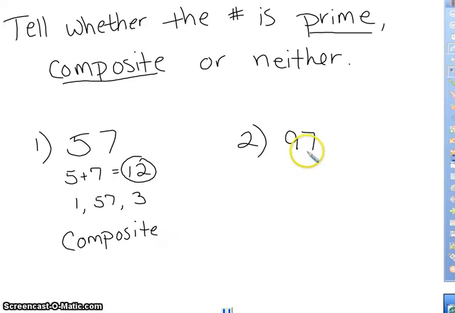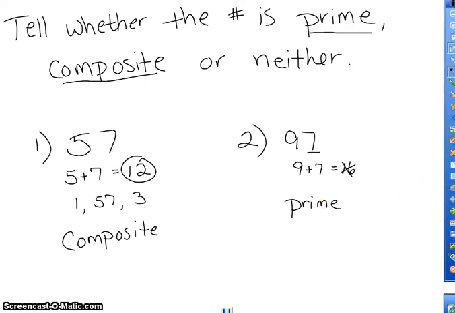If we go over to 97, think about your divisibility rules once again. It's not even, so a 2 can't go into it. If I use my divisibility rules for 3, I can do 9 plus 7, which is 16. 3 cannot go into 16, so 3 would not be a divisibility rule. It doesn't end in a 5 or a 0, so a 5 can't go into it. And it also does not end in a 0, so 10 cannot divide into it. Therefore, this would be a prime number, meaning it has only two factors.